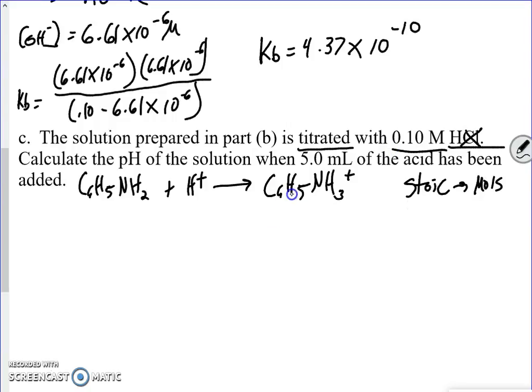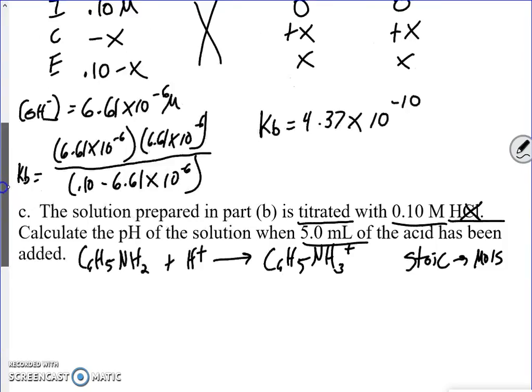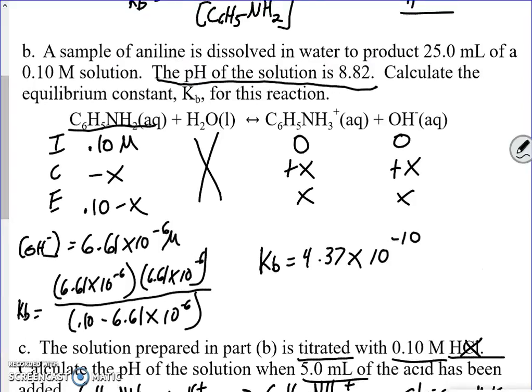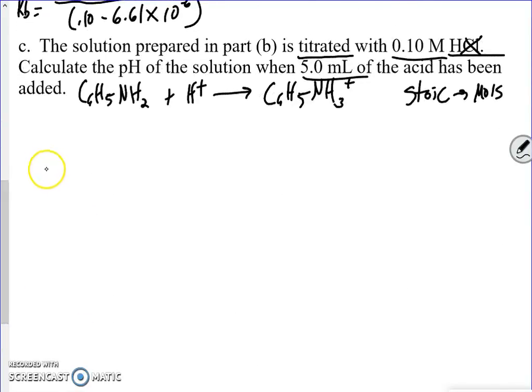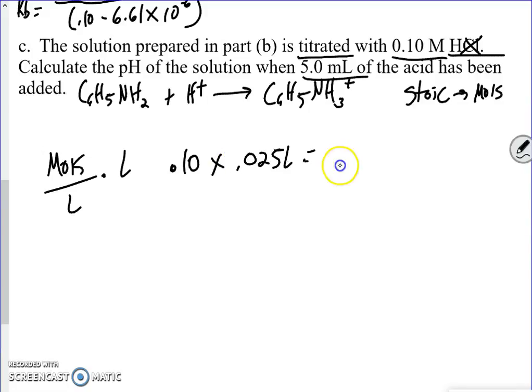Well, we know our molarities and we know our volumes, and we can jump back up here to part B to get the molarity and volume of our other ones. So up here, we have a 0.1 molar solution and a 25 milliliter solution. Well, to find moles, remember, we take our molarity, moles over liters, and multiply it by our liters. So molarity is 0.1, times 0.025 liters, and that's going to give us 0.0025 moles, and that's for our aniline.